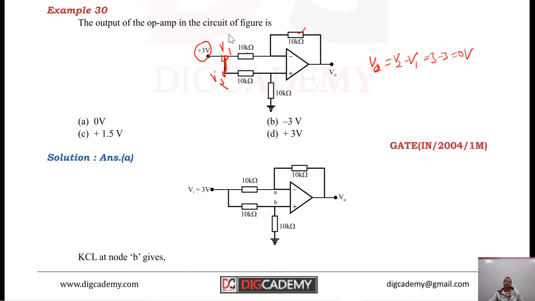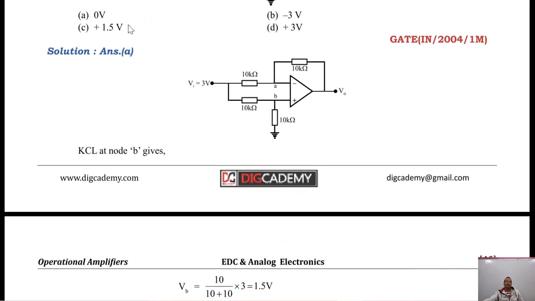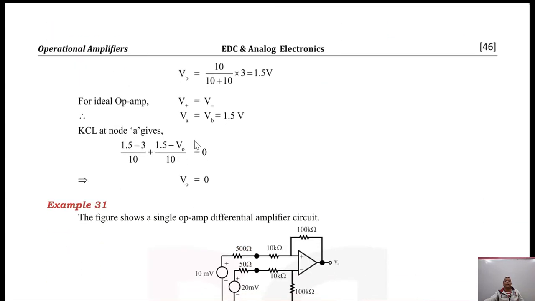So this is 0 volt. So you can see this. So this is 0 volt. Answer is A. So that is explained here.